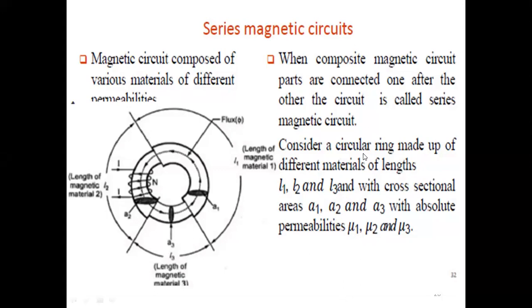But to understand the series magnetic circuit with air gap, before that we have to consider one simple magnetic circuit. So we have to understand the simple magnetic circuit. All of you, the diagram is visible?